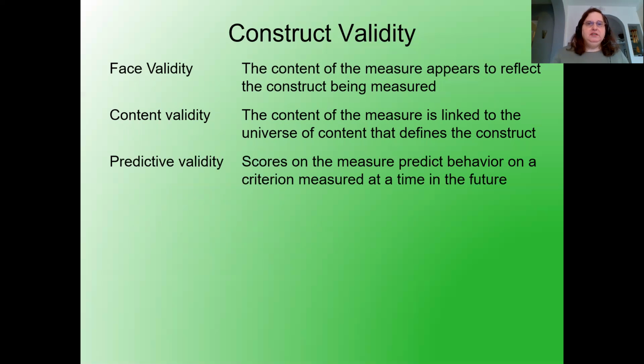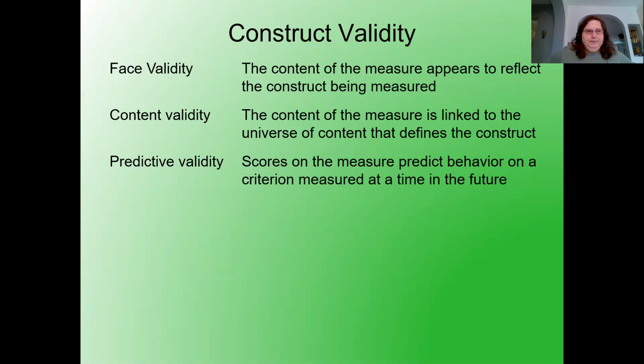Okay. So content, before I go on to predictive, I just want to share with you that content and face are similar, but not exactly the same, right? You could still have content without being able to immediately have that face validity of saying, oh yeah, this definitely measures depression. Okay. They're similar though.